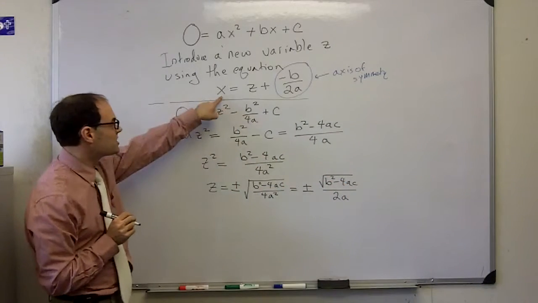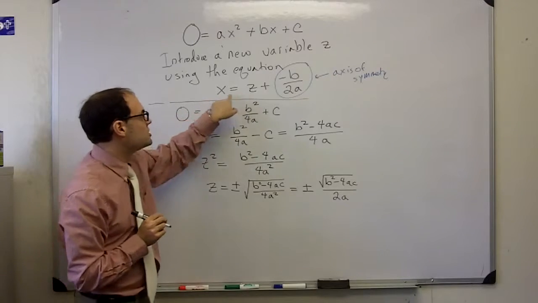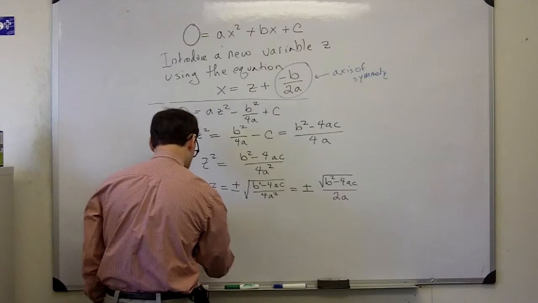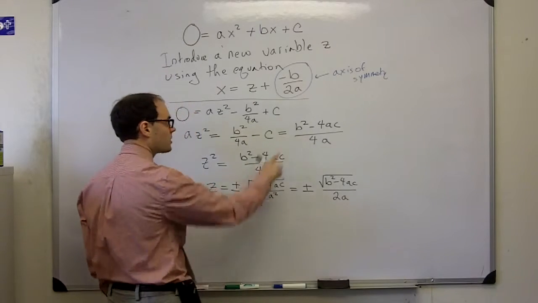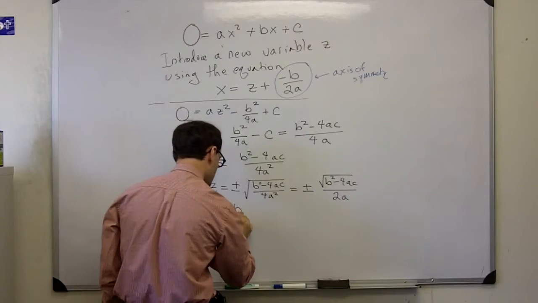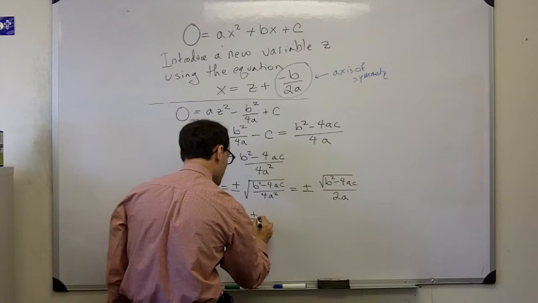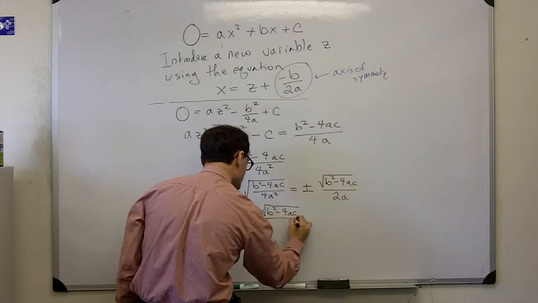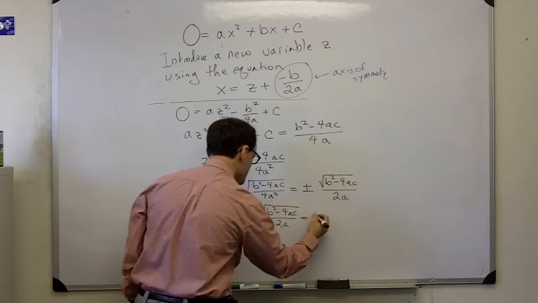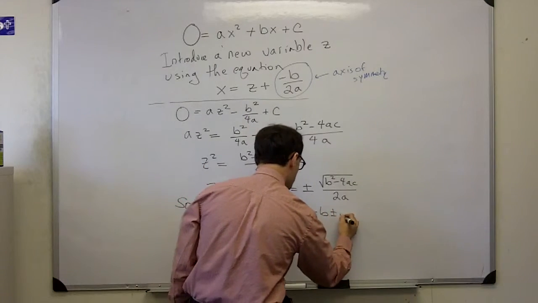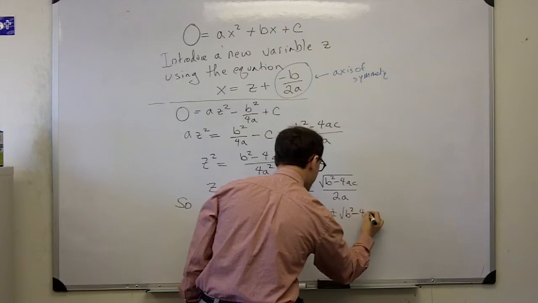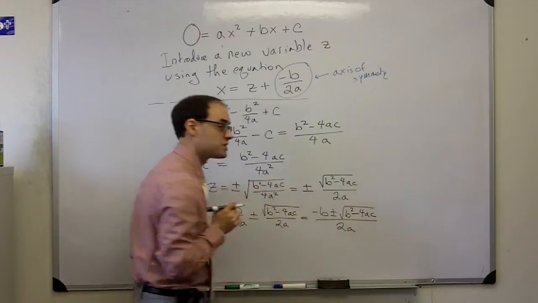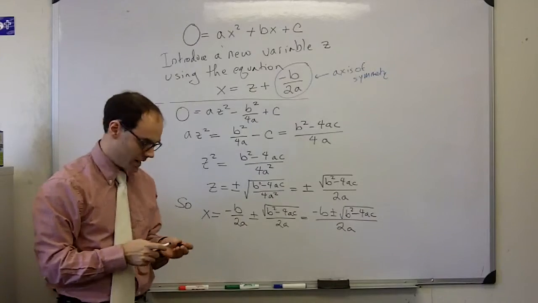But now we're really interested in x. The only difference between z and x is this axis of symmetry. So let's put it back in. So x is what? Oh, look, there's a common denominator of 2a, just as we wanted. So we can just write it out in the way that you're used to seeing it. Success. And that's how you get the quadratic equation.